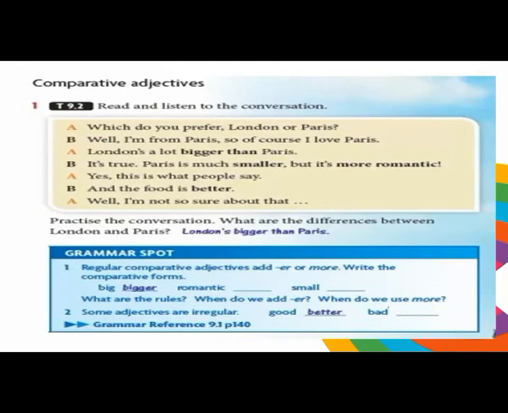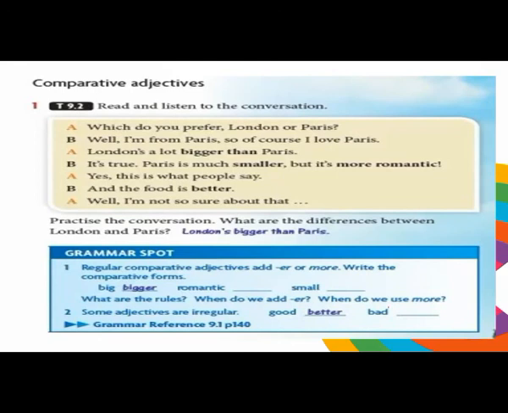Which do you prefer, London or Paris? Well, I'm from Paris, so of course I love Paris. London is a lot bigger than Paris. It's true. Paris is much smaller, but it's more romantic. Yeah, this is what people say. And the food is better. Well, I'm not so sure about that.